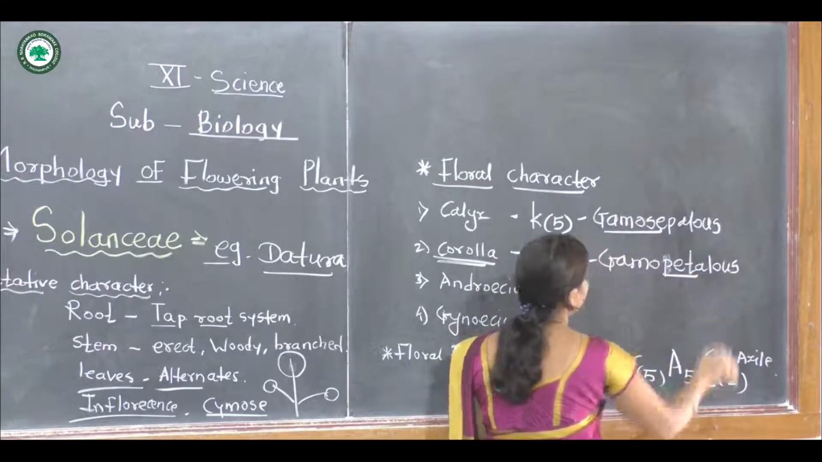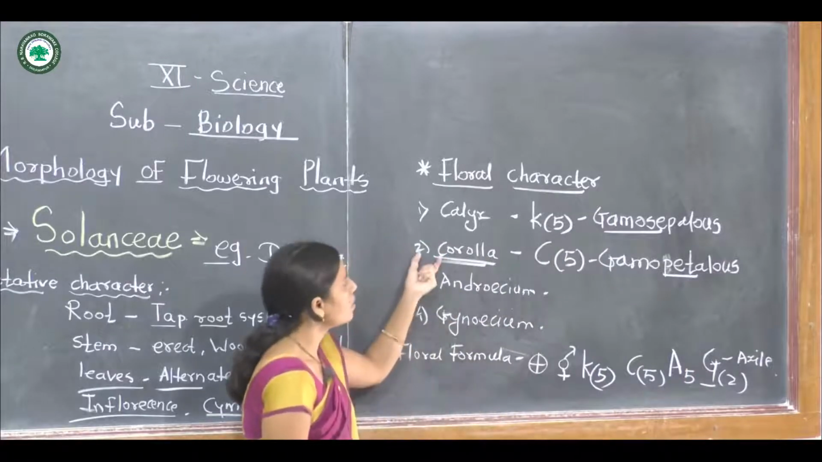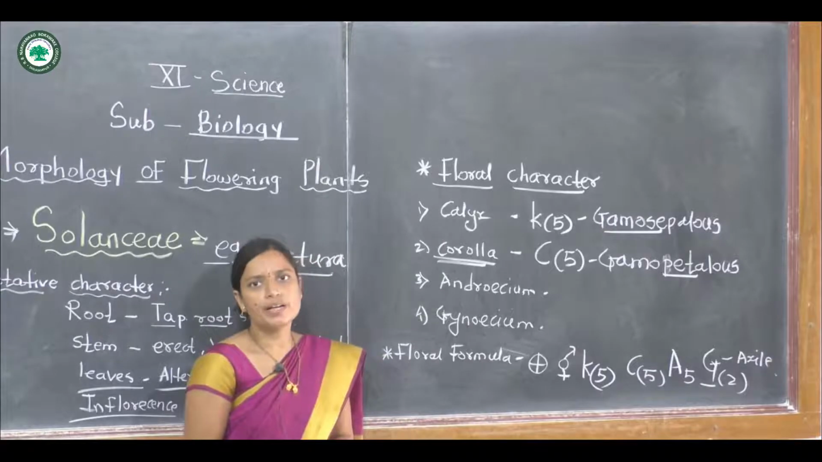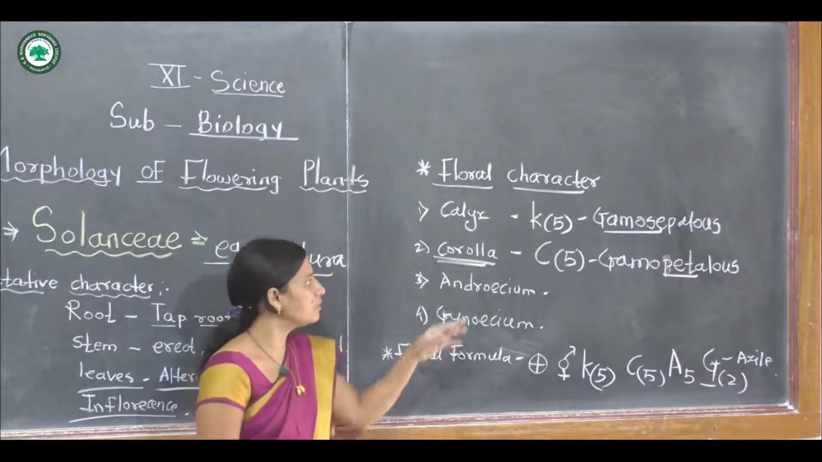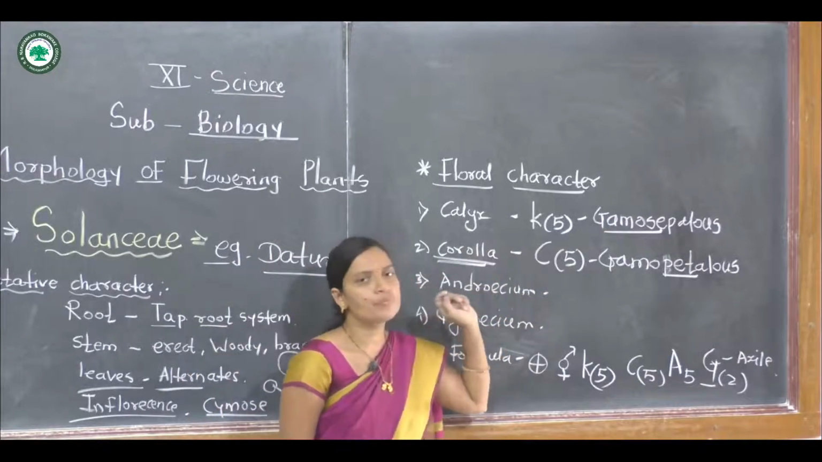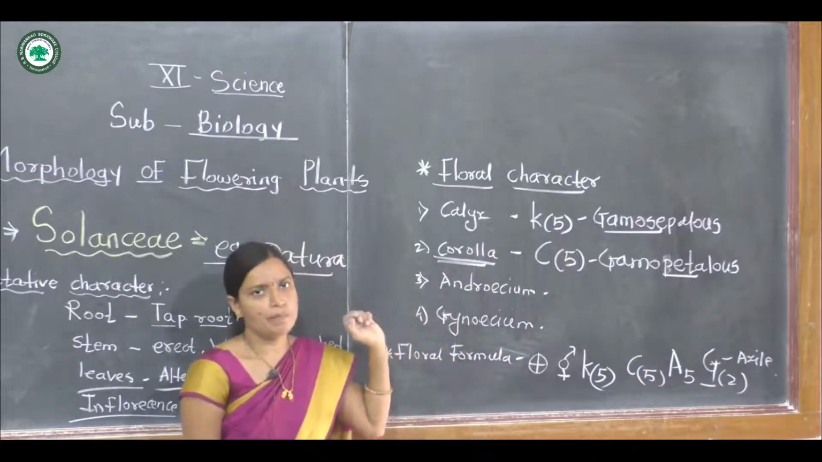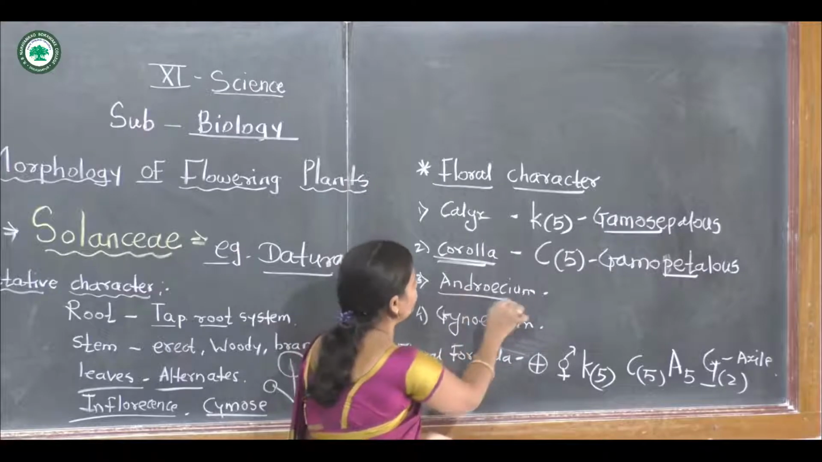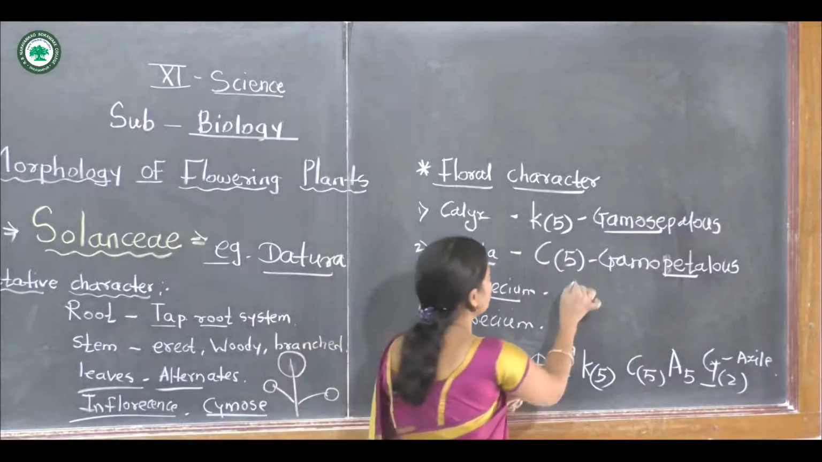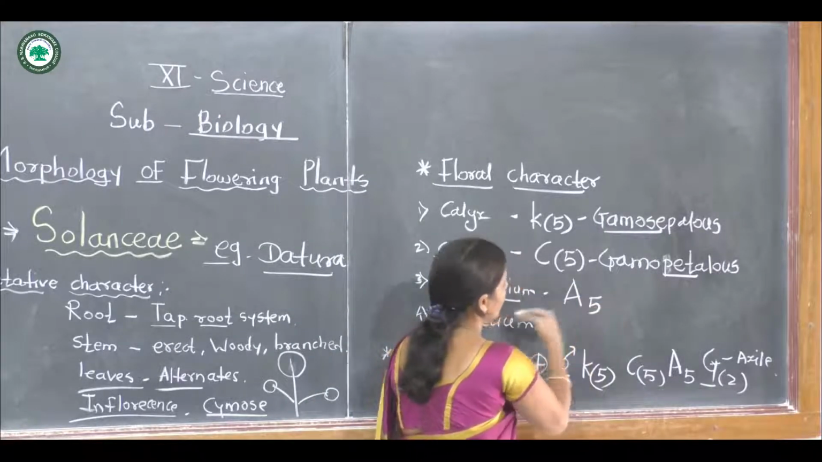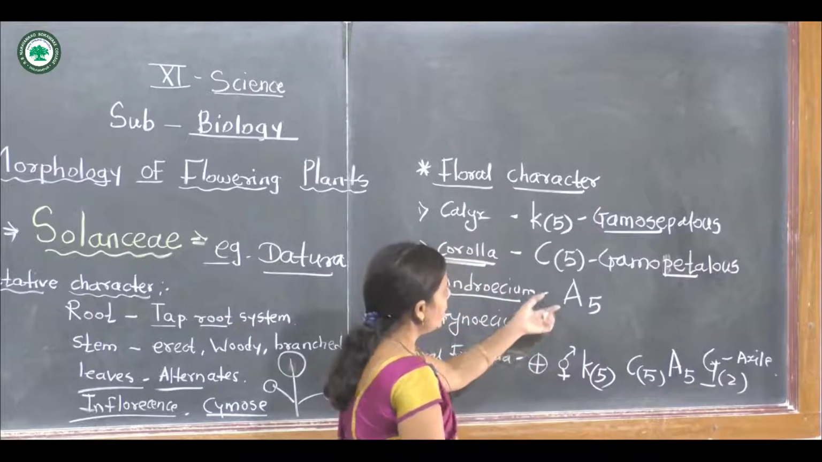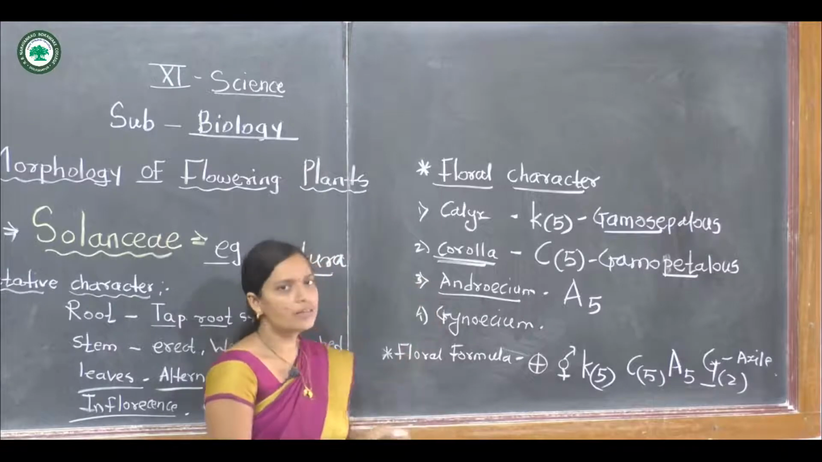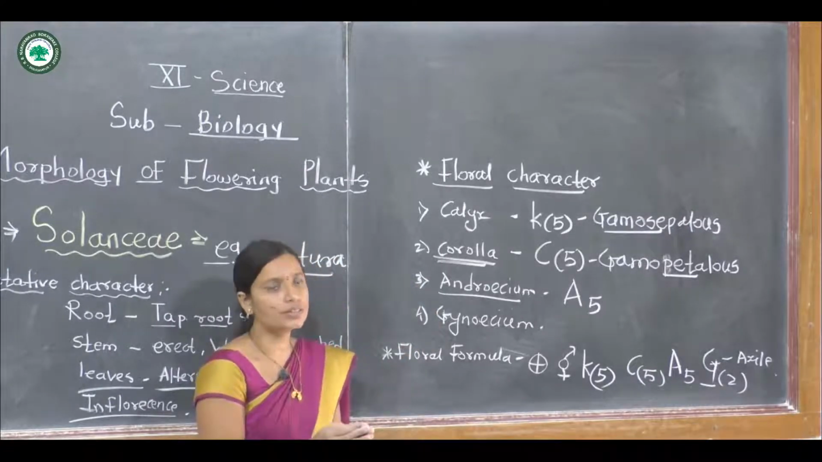Petals are united. This corolla is 5 in number, and the petals are joined with each other. This condition of the corolla is called gamopetalous. The next floral part is the androecium. The androecium is also 5 in number, and the stamens are free from each other.